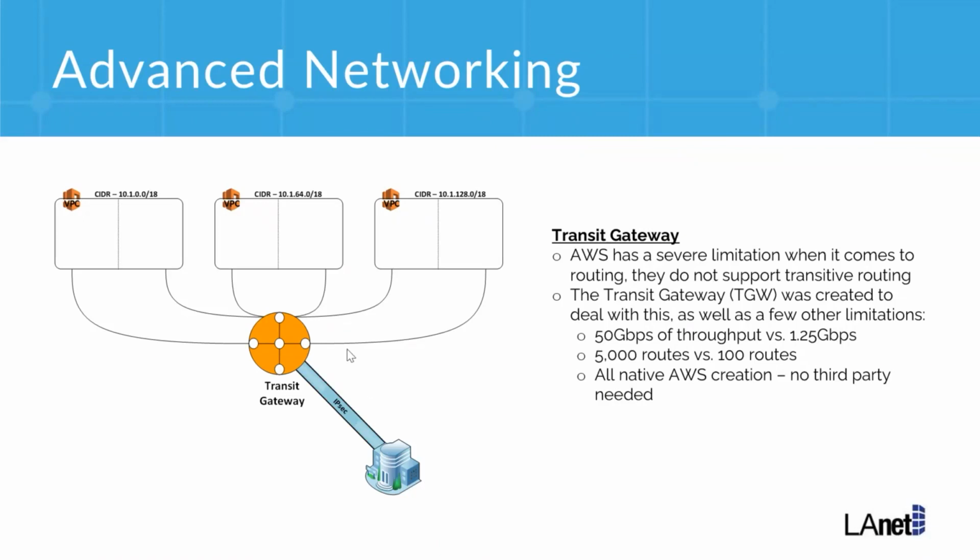Now, per IPsec tunnel, you still have a 1.25 gigabit per second limitation at the IPsec level. However, you can build multiple tunnels to the TGW and scale up your bandwidth that way. And this is an all native AWS creation. You don't need any third-party routing.